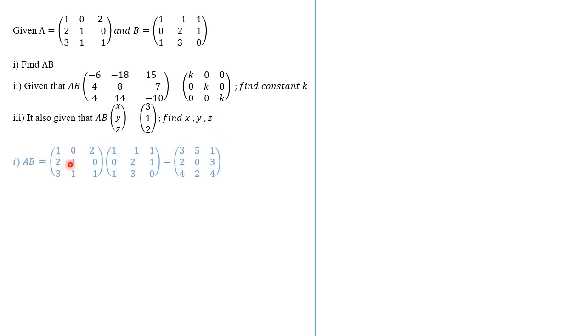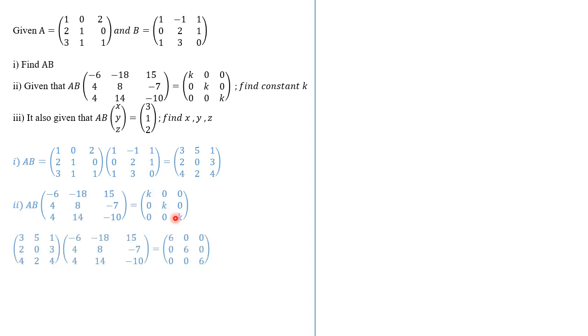All right, so multiplying A times B is row by column. We are going to get this matrix 3, 5, 1, 2, 0, 3, 4, 2, 4 here. So this is A times B. All right, then we are given that AB, which is this matrix that we get, times this one must have this one. So this is item 2. So this is our AB. So we take our AB and multiply on this part and see the value of k here. So this is our AB times this one. Then we get 6 on the leading diagonal here.